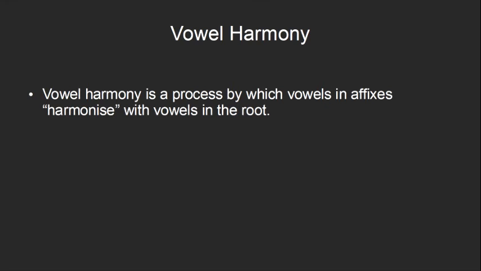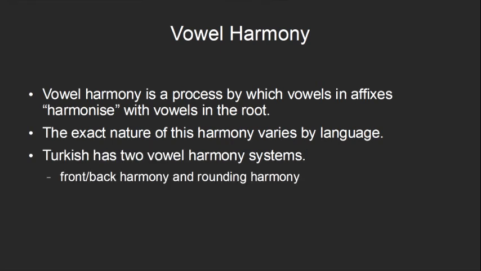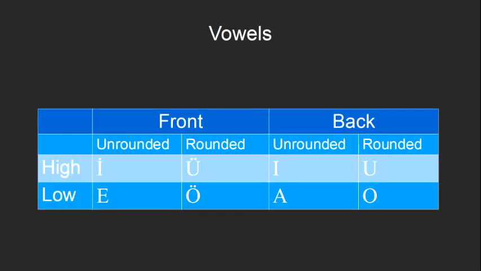Vowel harmony is found in many languages around the world, and it's particularly common in agglutinating languages. The exact details of how the vowels change vary between different languages. Turkish features two types of vowel harmony: front-back harmony and rounding harmony. First, front-back harmony. For this, we'll bring back our vowel chart from before. As you can see, the 8 vowels of Turkish can be divided into 4 front vowels and 4 back vowels.